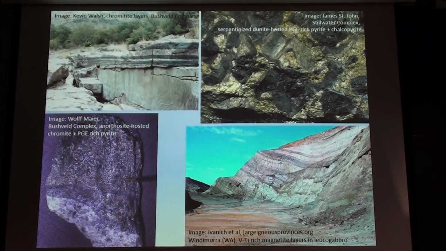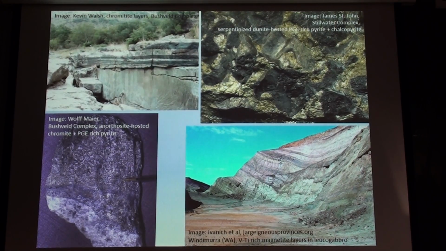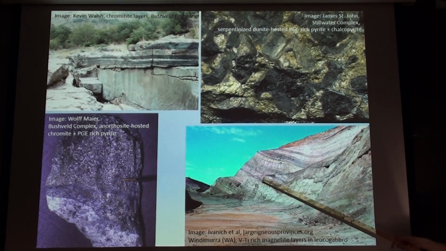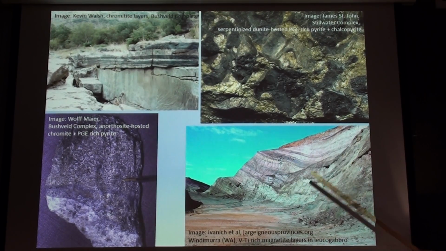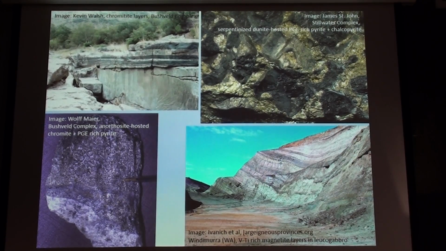This is from the Stillwater complex, where we have subplatinized dunite in black and interstitial platinum group elements rich pyrite and chalcopyrite. And this is an example from Western Australia, where you can basically see all the layers with gabbros and leucogabbros, and layers of magnetite, which is rich in vanadium and titanium. That in mind.